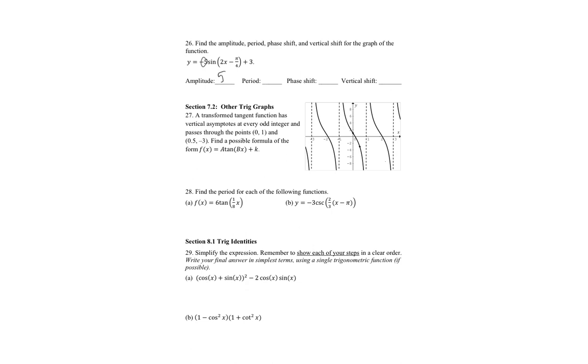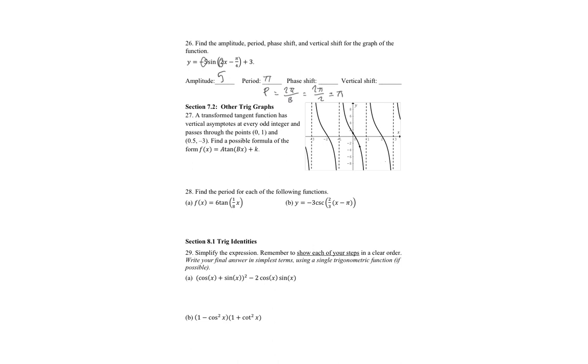And then our period is going to be, so we have our b, whatever is being multiplied by this x is our b, right? So we've got that 2. So then the period is always equal to 2 pi over our b. And so we said b was 2, right? So it's just going to be 2 pi over 2, which is pi. So that's our period. And then our phase shift.